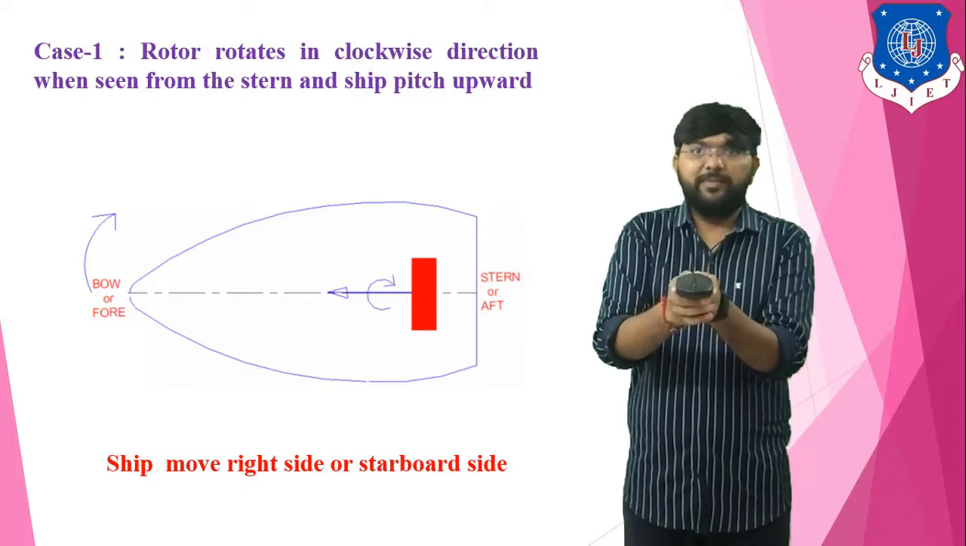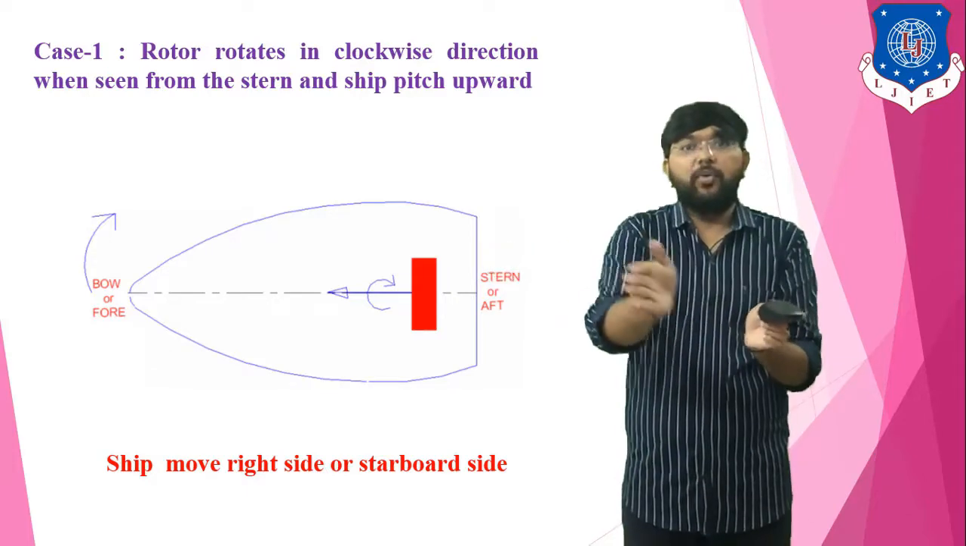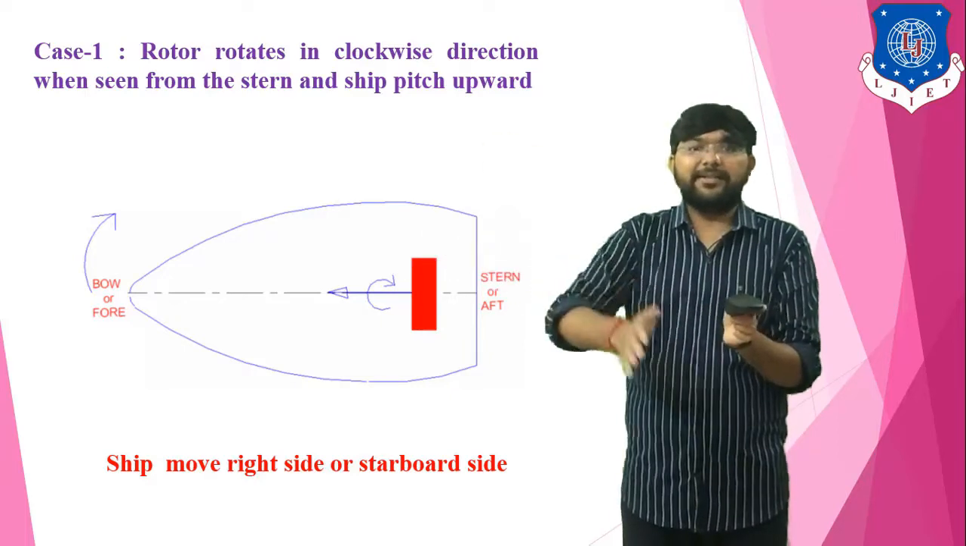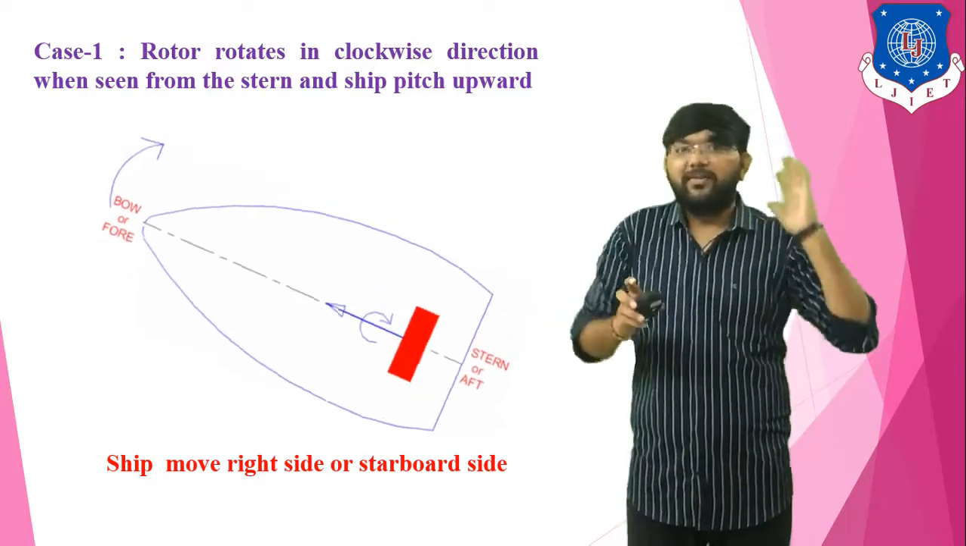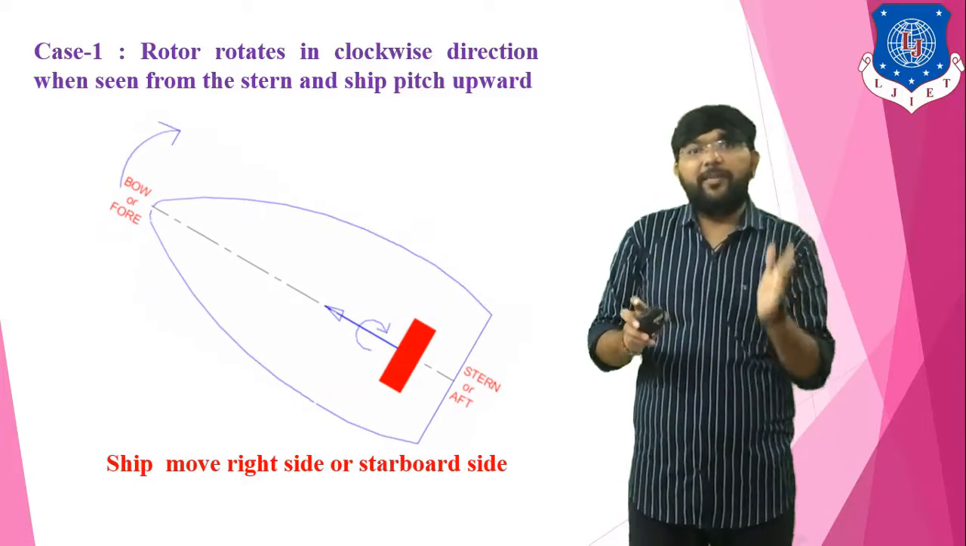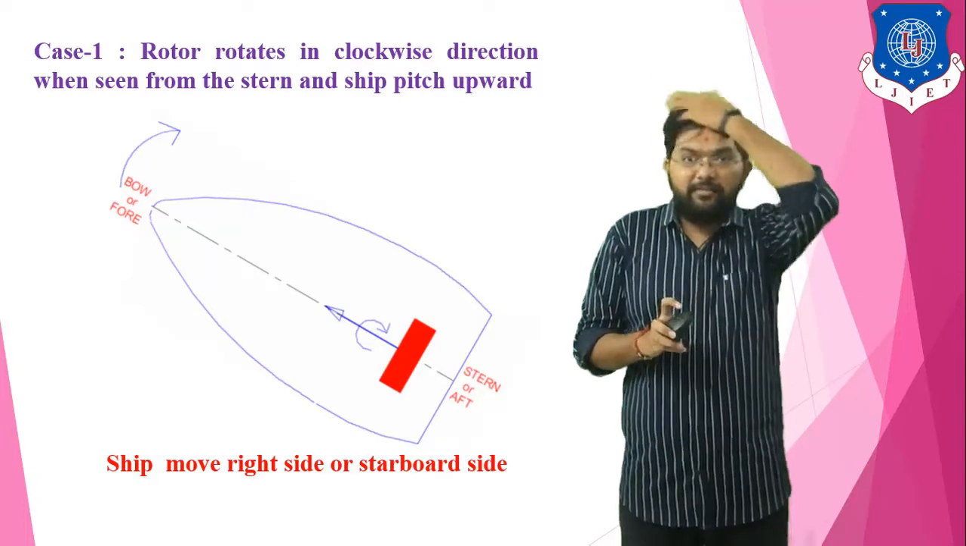So suppose this is a ship. So the ship tries to move in the direction of the resultant force. Means the ship tries to move to the right hand side or starboard side. Clear? You see this effect in this figure. Clear? So the ship tries to move in the direction of the starboard side. This is case number 1.